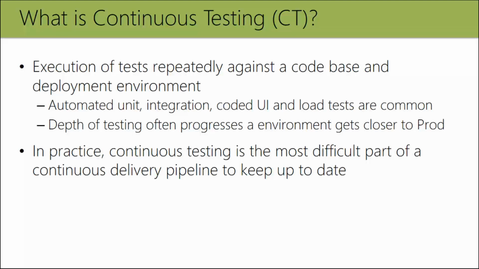So in practice, continuous testing is the most difficult part of a continuous delivery pipeline to keep up to date. And of course, the reason why it's a little difficult is because the QA tester, the quality assurance tester, would have to go back and test each line by line, or let's say you have a form, right? As in my example, first name, last name, the QA would actually test each of those fields.